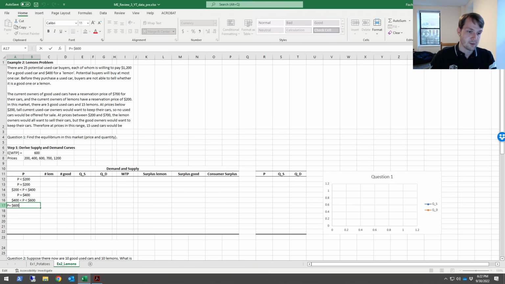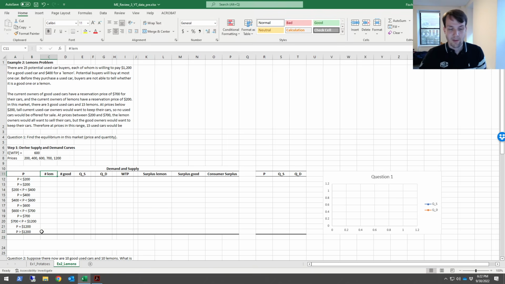I've got a bit of an OCD thing going on here. What if the price is between 600 and 700? What if the price is exactly 700? What if the price is between 700 and 1200? What if the price is exactly 1200? And what if the price is above 1200? This is a bit overkill sometimes doing all of these cases, but it's guaranteed to get you to the right solution, so why not do it that way?